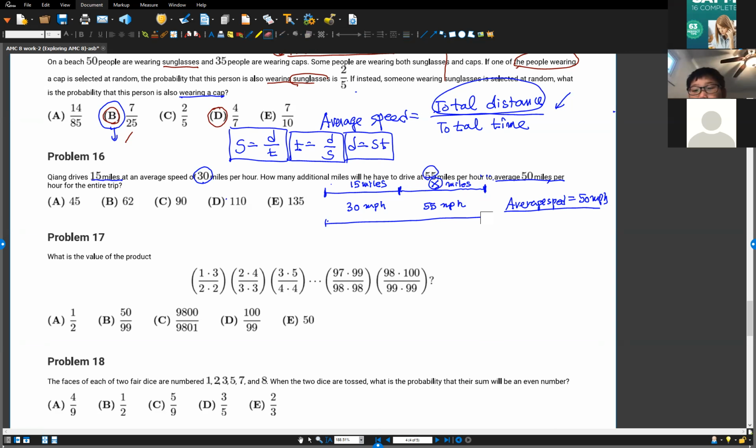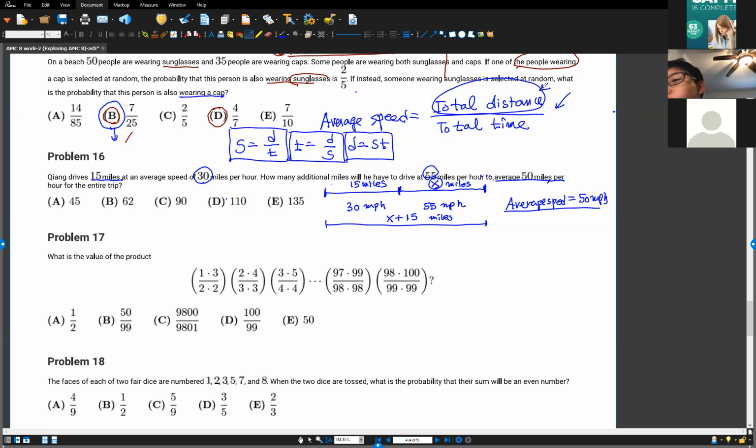Let me make it straight. The entire distance over here, what is the entire distance in terms of x? x is what? We don't know. 15 miles and x miles. I'm going to write x plus 15 or 15 plus x, doesn't matter. x plus 15 miles. That is the entire distance. Can you see it over here?